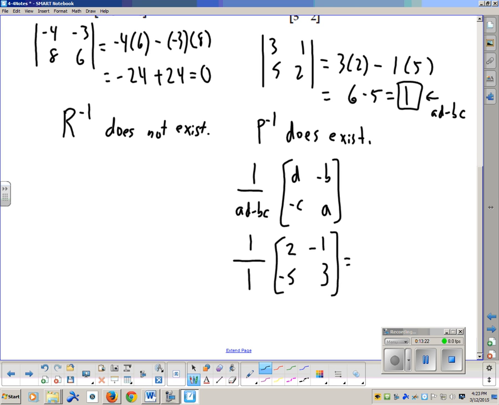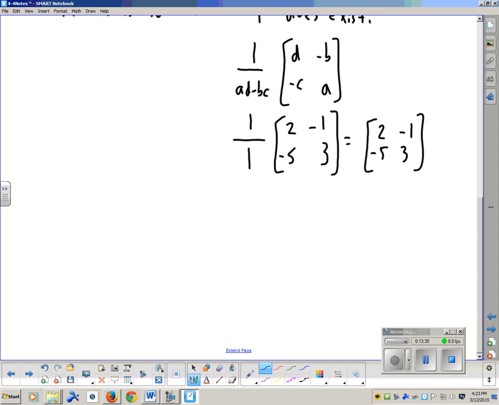Then 1 over 1 on the outside just gives you a value of 1, and 1 times anything is just itself. So you just get 2, -1, -5, 3. And there's the inverse matrix. So the inverse matrix of P ends up being 2, -1, -5, 3.